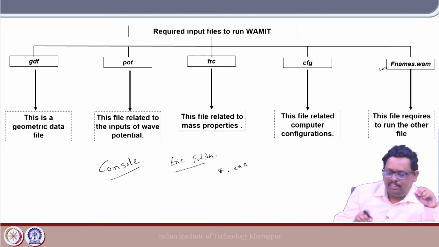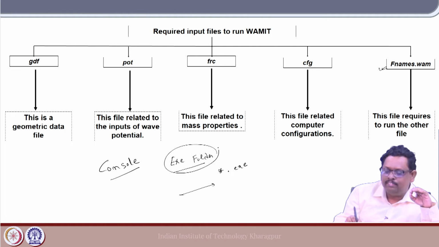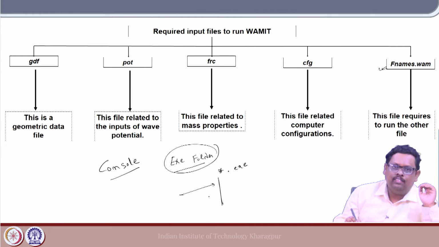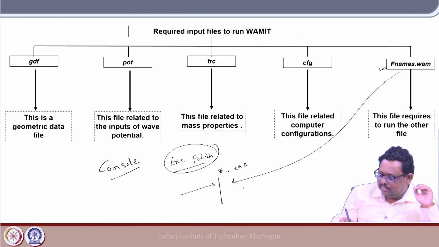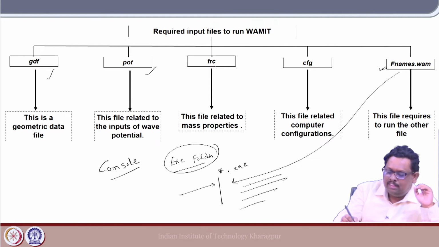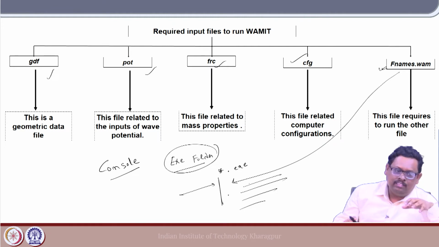Now, when you click this code to run, first it goes to the location where this exe folder is, and it reads everything inside this exe folder. Okay. So, if you put this fnames file in this exe folder, then under this folder it will know what the path of these files is and what the names of these files are. Right.